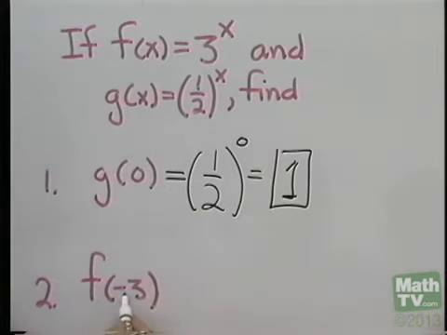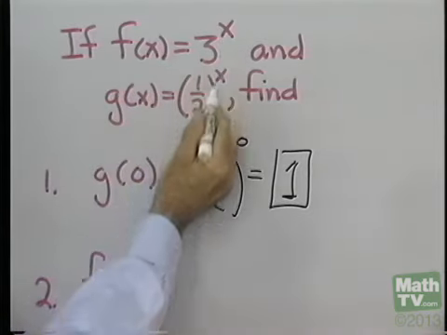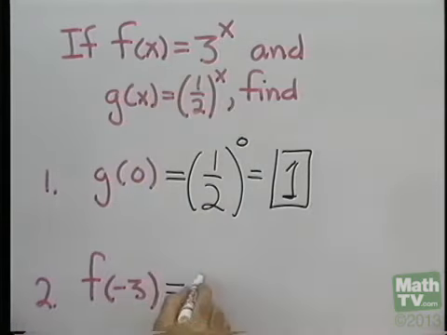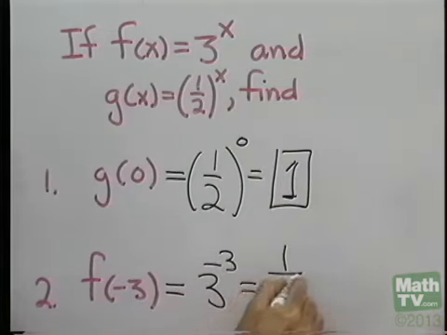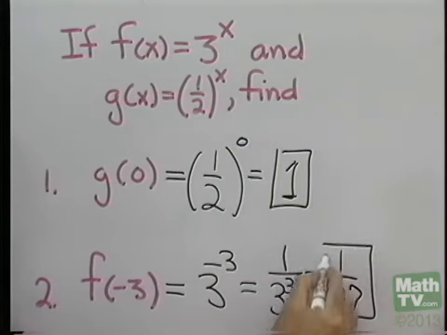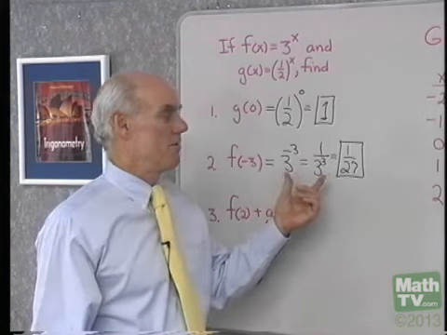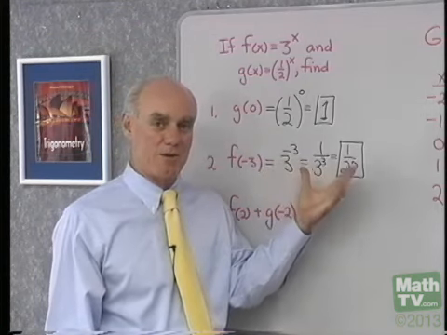Let's find f of -3. I'll do that by going to the function f and substituting for x, -3. So I'll have 3 raised to the -3 power. That's going to be 1 over 3 to the positive 3 power, and 3 to the 3rd power is 27, so that would be 1/27. So exponential functions work just like regular functions, and when I want to find the value of the function here, I just replace x with that value and simplify.